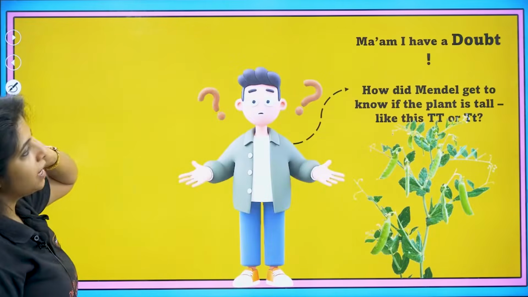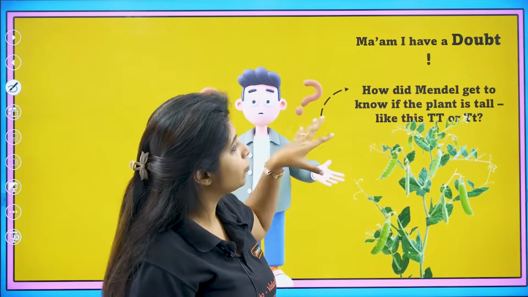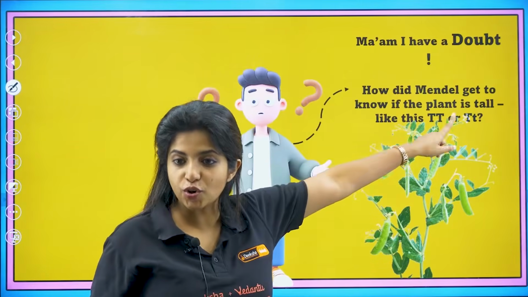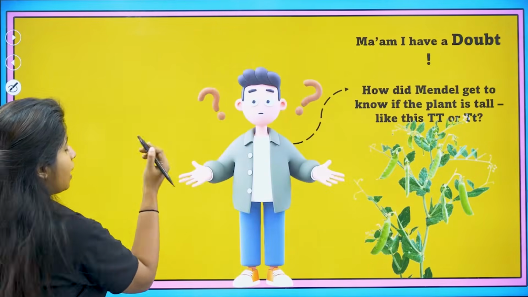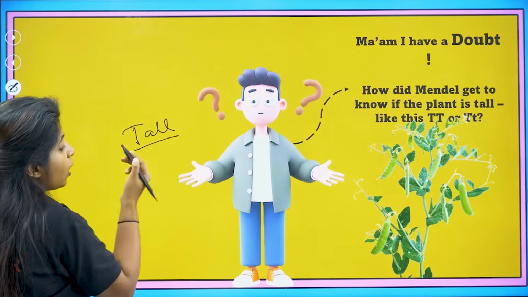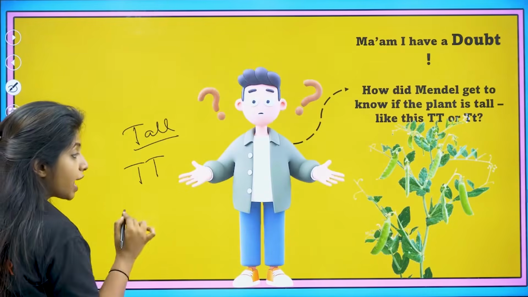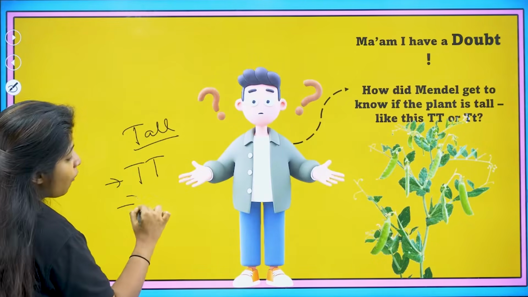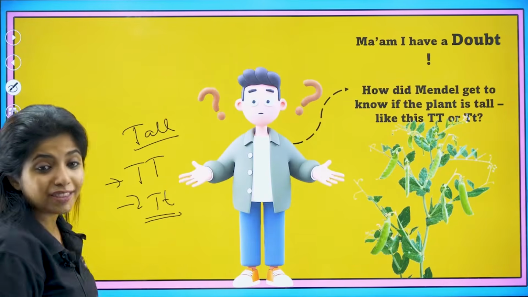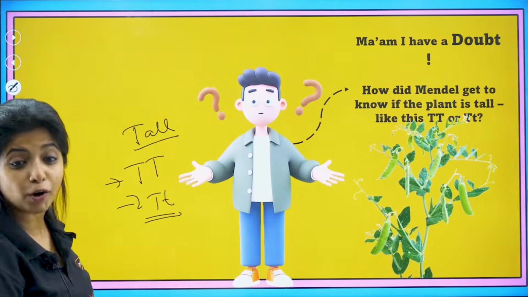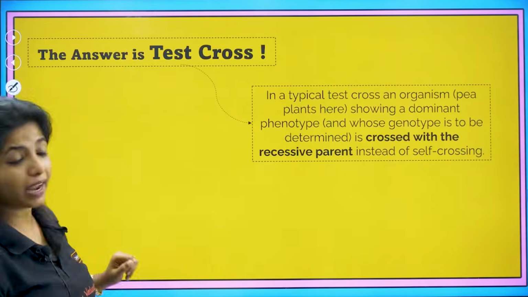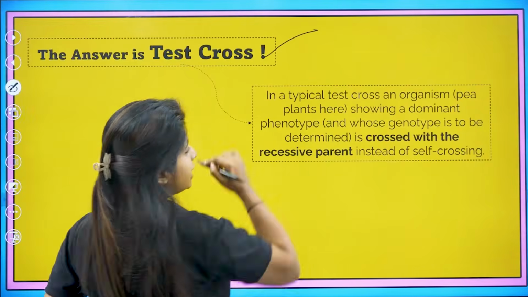Now, going ahead, ma'am, I have a doubt. How did Mendel get to know whether the plant is tall like this or this? I can see that the plant is tall, but how do I understand whether it is homozygous tall, because both alleles are the same, or heterozygous tall? For that, what do I need to do? This is a very important concept, my dear children. For that, I need to do something known as a test cross.